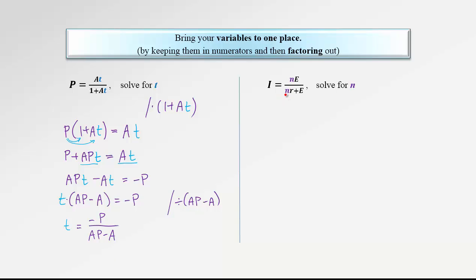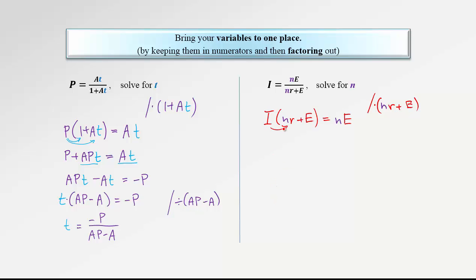And the last example, again we need to solve this formula for n, and we see that n appears in two different levels. So we need to get rid of denominator first, bring it to the same level, to the numerator. So let's multiply the whole thing by nr plus e, and we'll get I times the whole bracket nr plus e equals n times e. Okay, what next? Well, the same as before. So it's a good idea to stop the video and try to finish this on your own.